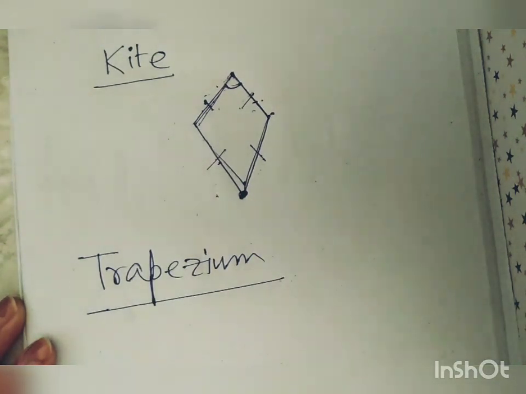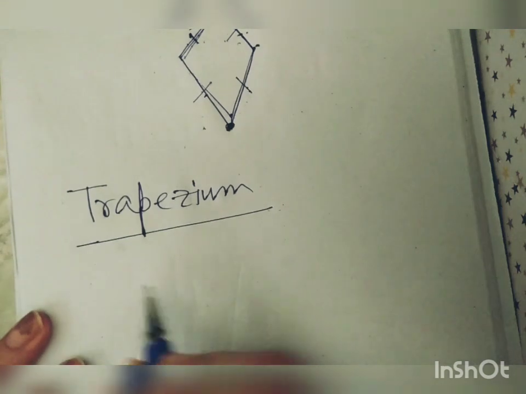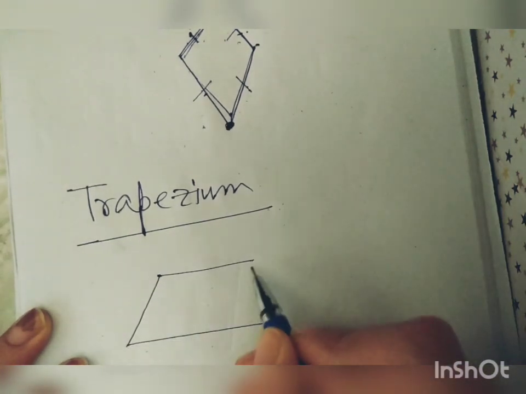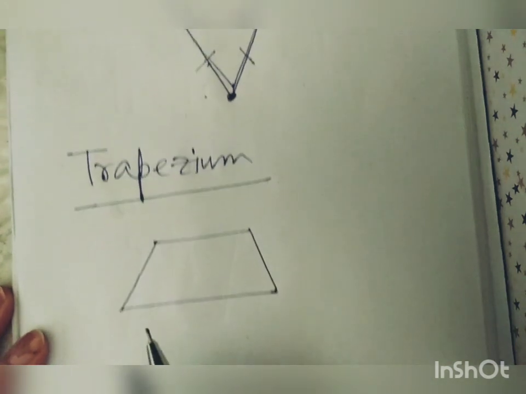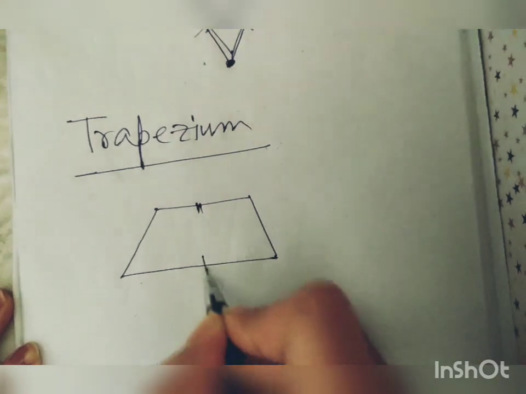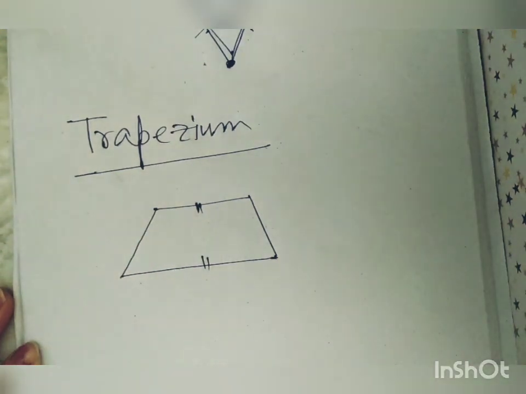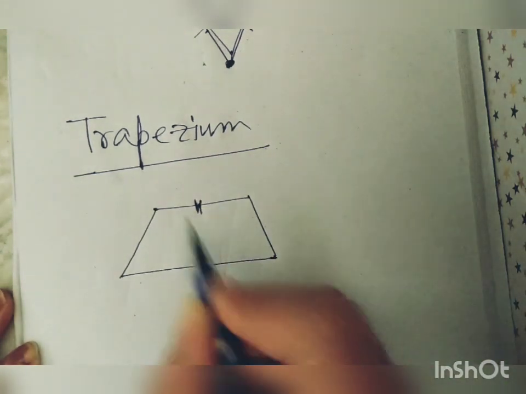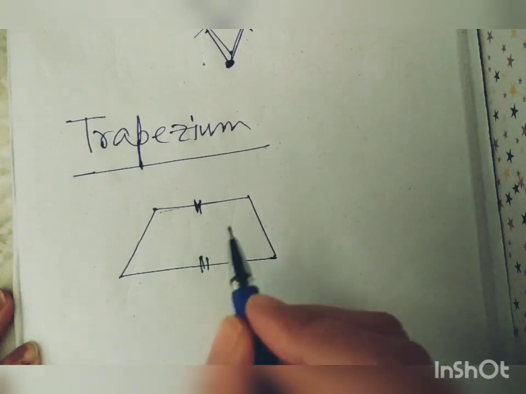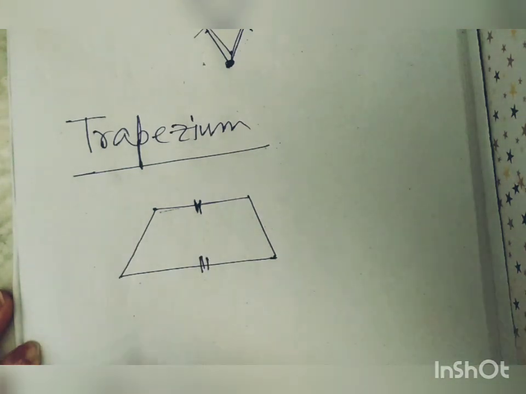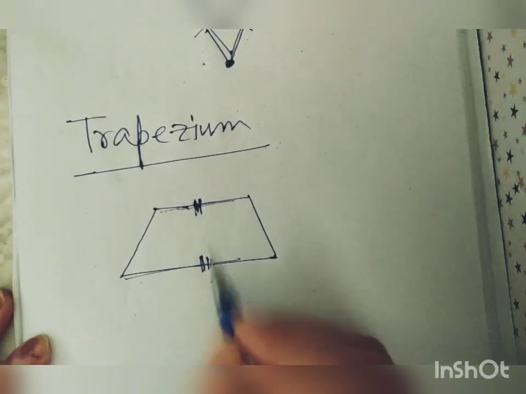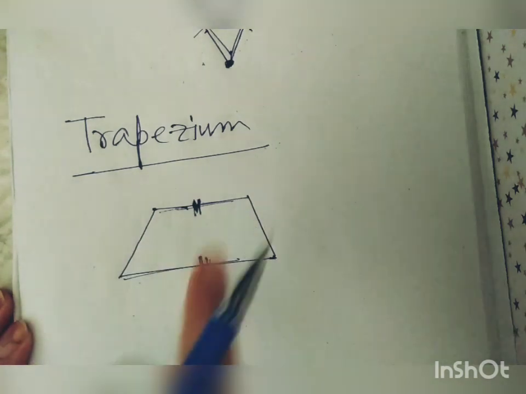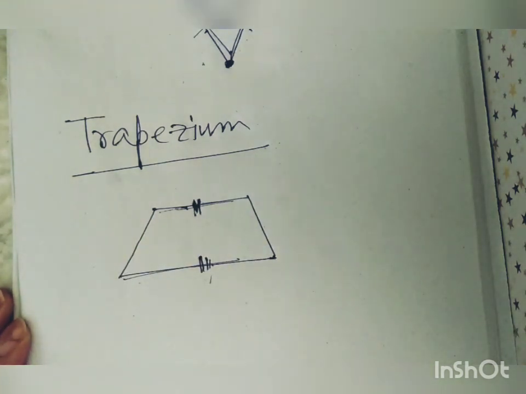Now for trapezium, this is also a quadrilateral. Its shape is like this. Here the definition is one pair of sides is parallel to each other, and another pair is non-parallel. As I said, this is a trapezium. This is the shape of a trapezium, obviously a quadrilateral having one pair of parallel sides. You can see this pair and this one and this one. These two sides are one pair of the trapezium and these are parallel to each other.